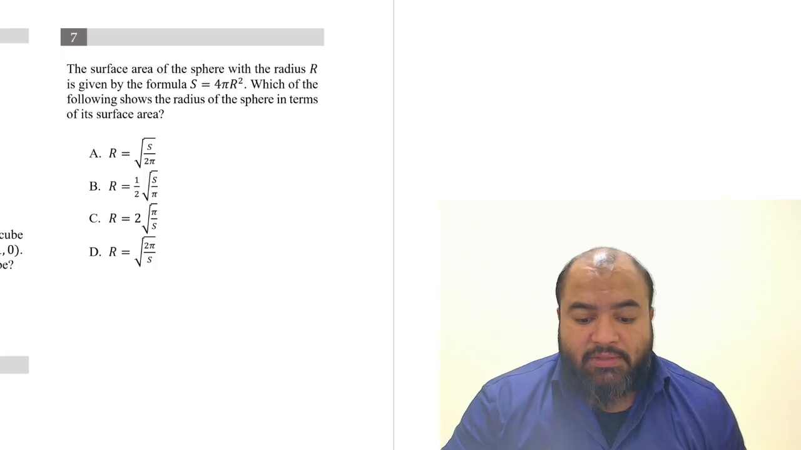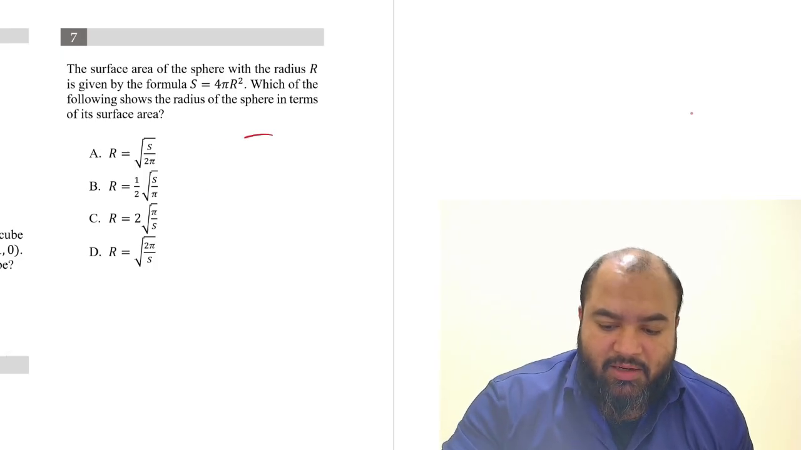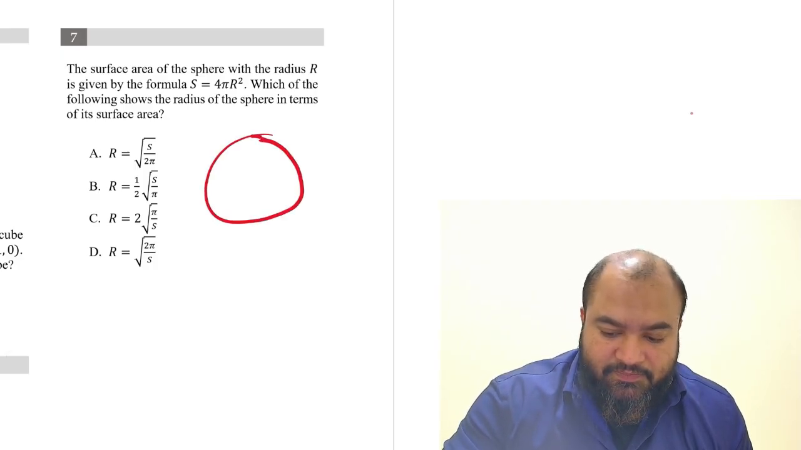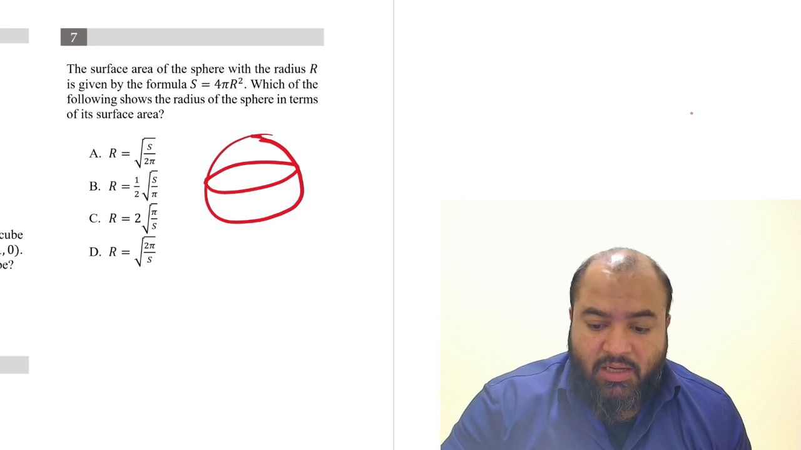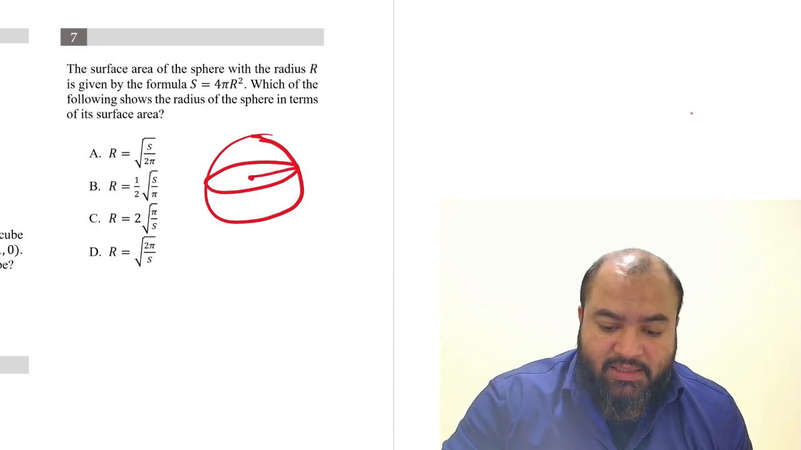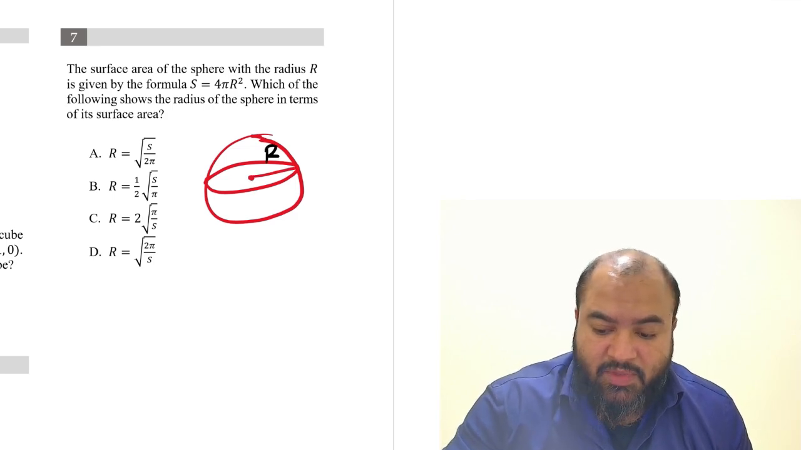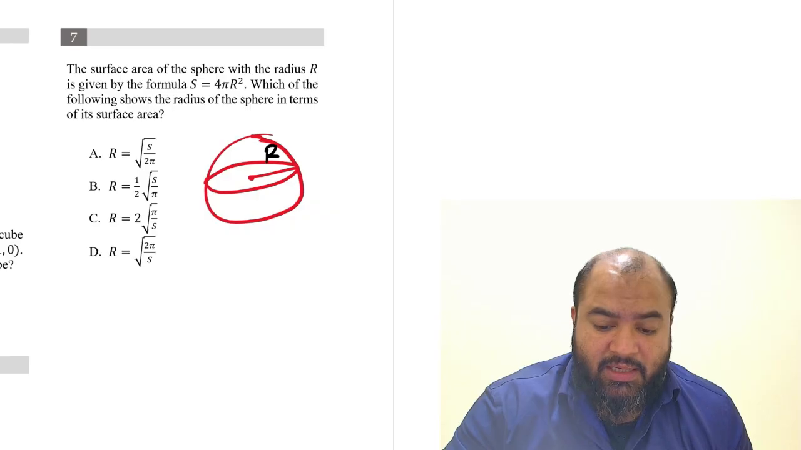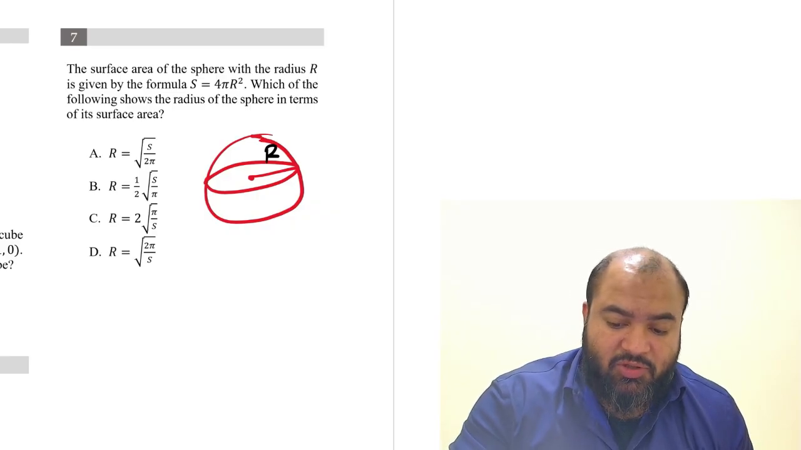Number 7, the surface area of the sphere. Okay, sphere is different. With the radius r, the surface area is given by the formula s equal to 4 pi r squared. Which of the following shows the radius of the sphere in terms of surface area? So they just want you to solve for r.